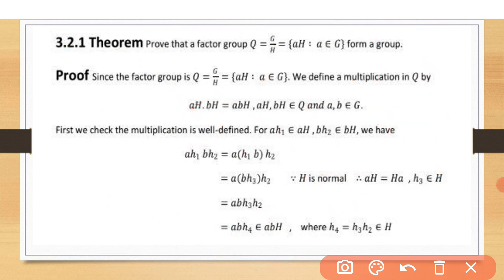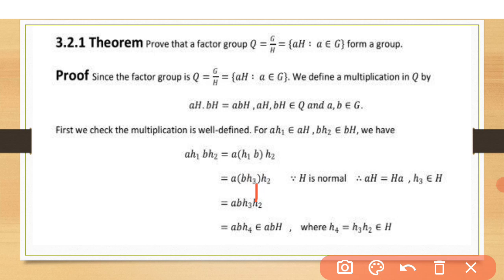So first we check the multiplication is well defined. For well defined, we multiply first left coset by left coset, and here you can see that we can change its order because we have told that H is a normal subgroup. If it is a normal subgroup, this is the definition of normal subgroup, we can change its order.